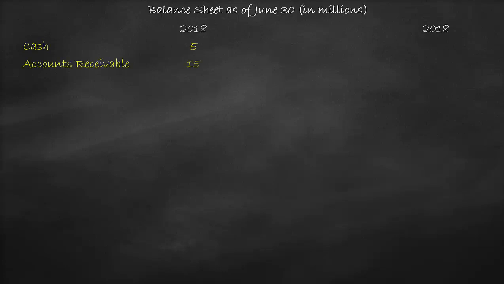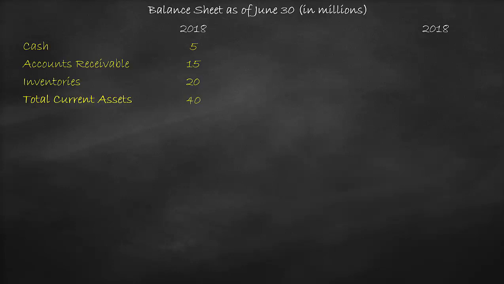This is an example of a balance sheet. We start with the current assets items. For the year 2018, we have cash of $5 million, accounts receivables of $15 million, and inventory of $20 million. So, total current assets will be the sum of $5 million plus $15 million plus $20 million, which comes to a total of $40 million.